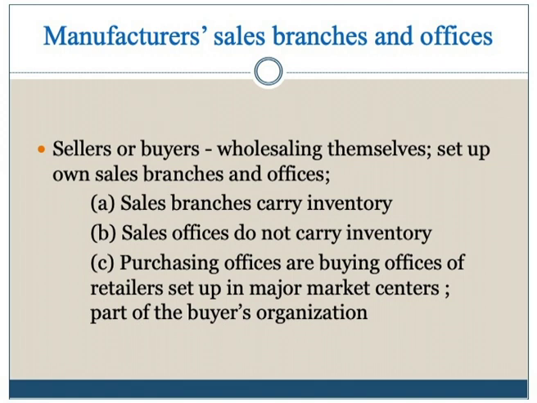The third category of wholesalers is manufacturer sales branches and offices. In this case, the sellers or buyers themselves do the wholesaling and do not hire the services of a third party. They set up their own sales branches and sales offices. Now, sales branches carry inventory and sales offices do not carry any inventory. Sales branches happen in case of heavy equipment products and sales offices happen in case of dry goods.